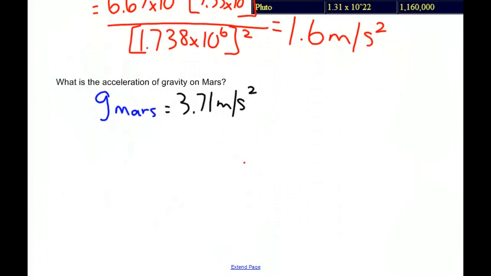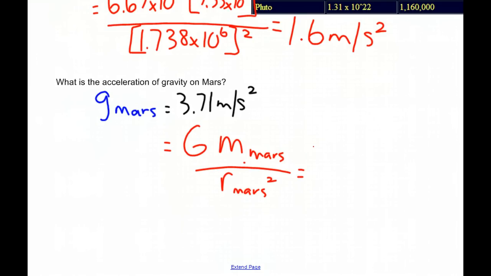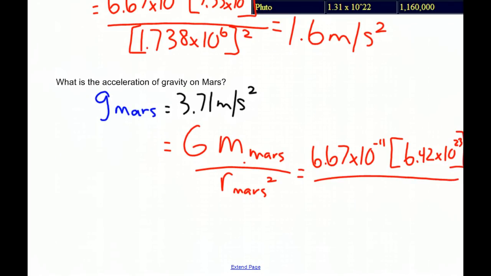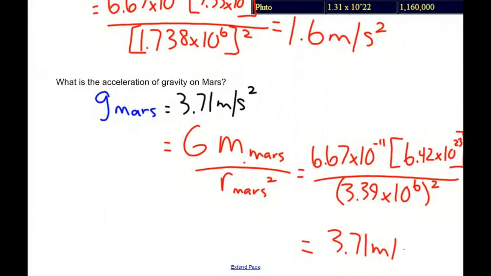Similarly on Mars, g equals G times the mass of Mars divided by the radius of Mars squared. And so we have 6.67 times 10 to the negative 11th times the mass of Mars, 6.42 times 10 to the 23rd, and we're dividing by the radius of Mars squared, 3.39 times 10 to the 6th squared. And as you go through that, you get 3.71 meters per second squared.